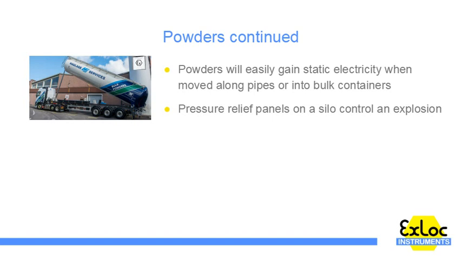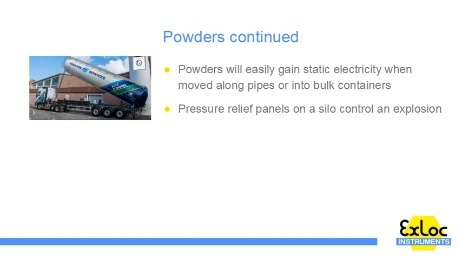In applications such as transferring grain or flour into a large storage silo, it is common to accept that an ignition caused by electrostatic discharge can occasionally occur, and pressure relief panels are fitted to the silo so that as an explosion propagates, the panels are blown open and the pressure relieved without causing uncontrolled damage to the silo.